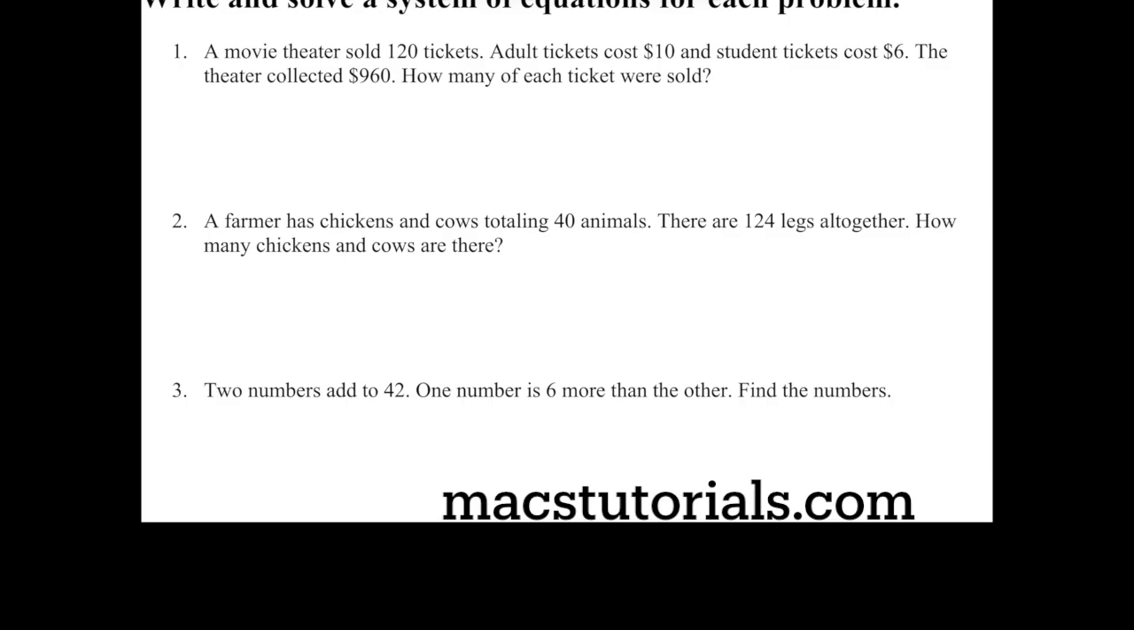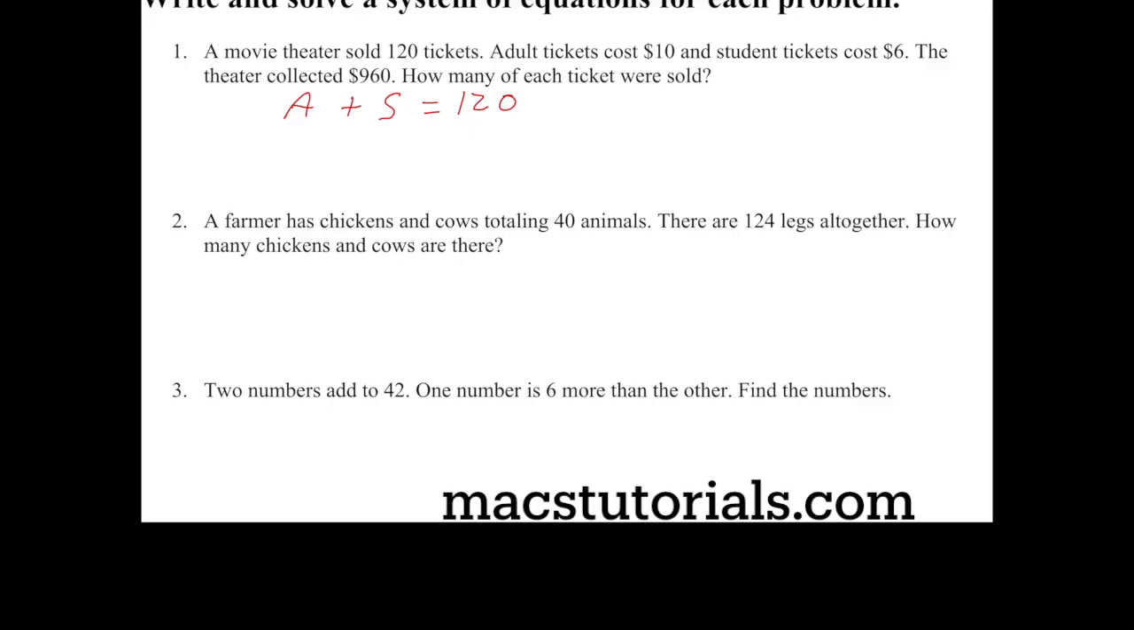So a movie theater sold 120 tickets. Stop there. How many? 120. 120 what? 120 movie tickets. Okay. Adult tickets cost $10. Student tickets cost $6. Okay. And the theater collected 960. How many of each? So when I take a look at this, I know that there's 120 tickets. Okay, but there's different types of tickets. There's the adult and there's the student. So if I take all of the adult tickets and I add to that number all of the student tickets, how many tickets total? 120. That's my first equation, okay?